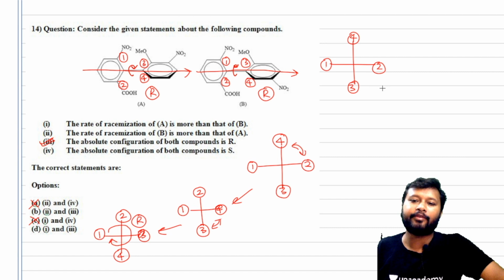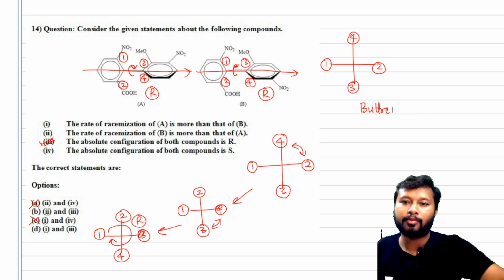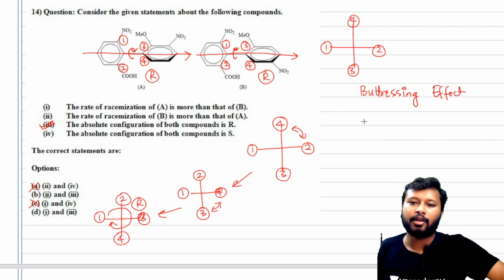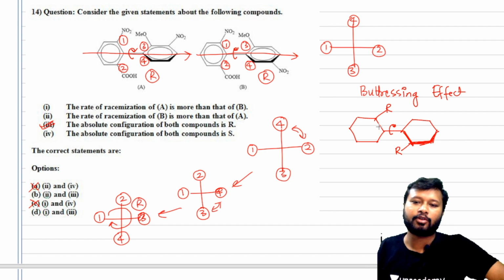For that there is an effect called the buttressing effect, okay. I hope you have studied this already. If not, please do study about this. It's a very small effect. What does this effect say? Let's say I have a biphenyl molecule, something like this, in which the rotation of the ring is restricted, okay. Let's say this is a biphenyl group, and I have some alkyl group at the ortho position, just to restrict the rotation of them.